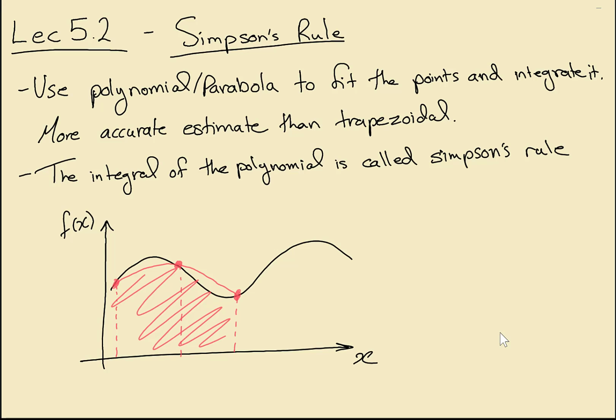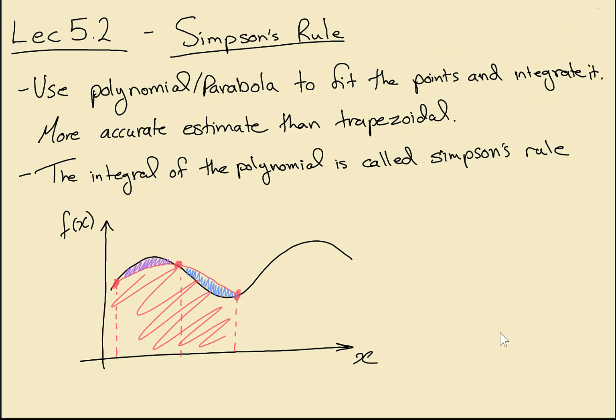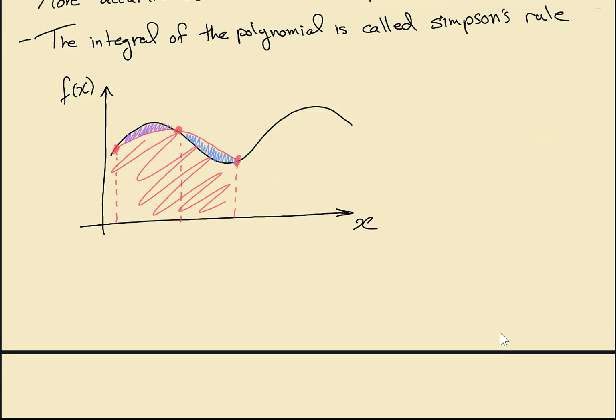So sometimes you miss areas like here, and sometimes you're adding areas like here. But overall, this is more accurate than the trapezoidal rule. Any questions on this so far? So for the 3/8 rule, instead of using 3 points, we're going to be using 4 points and fit those 4 points, essentially. And we'll see why it's called the 1/3 rule in a second when we have 3 points.